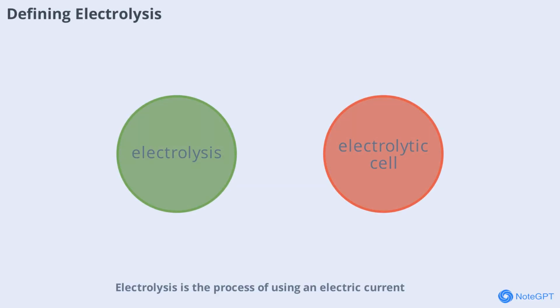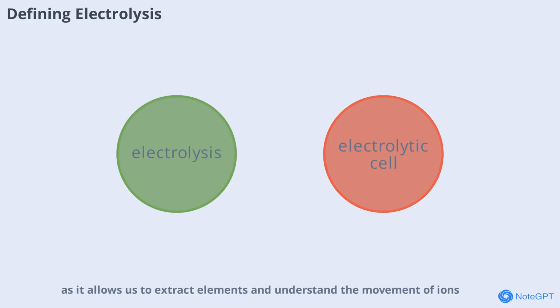Electrolysis is the process of using an electric current to break down a compound into its constituent elements. This process typically occurs in an electrolytic cell, where two electrodes are immersed in an electrolyte solution. When electricity passes through the solution, chemical changes occur at the electrodes, leading to the decomposition of the compound. This is a key concept in chemistry, as it allows us to extract elements and understand the movement of ions.